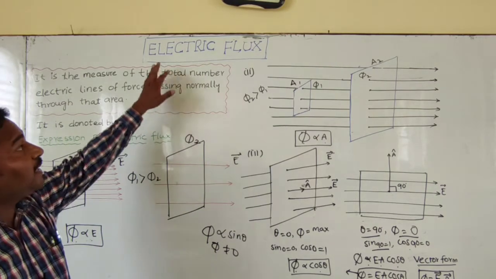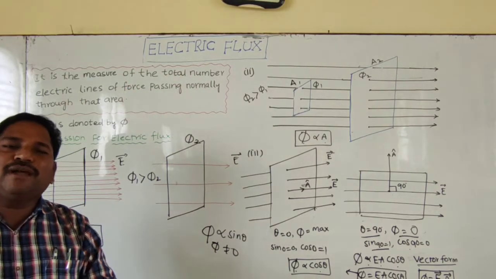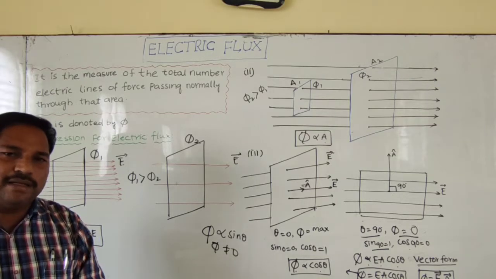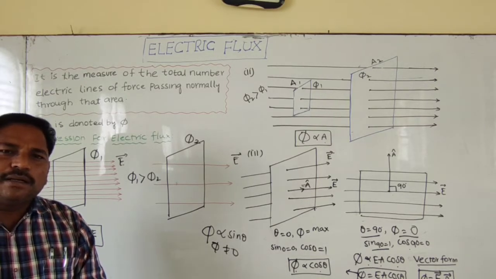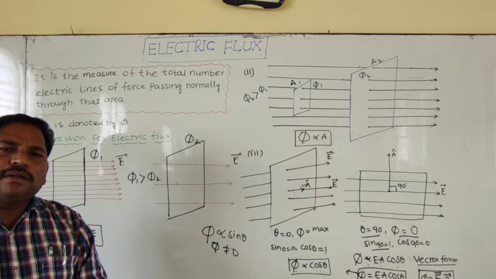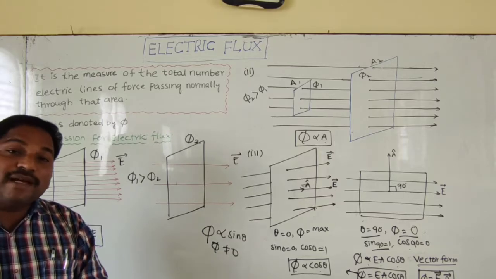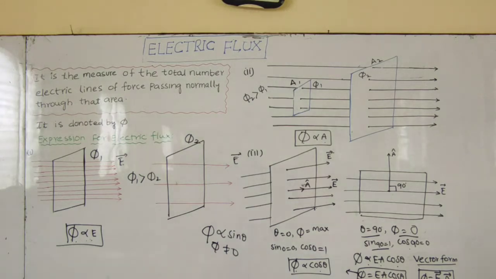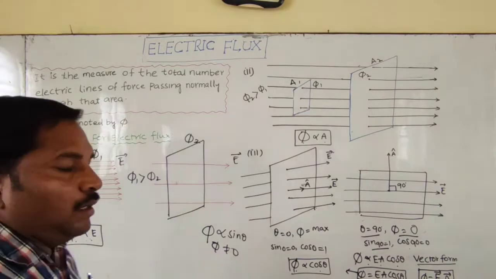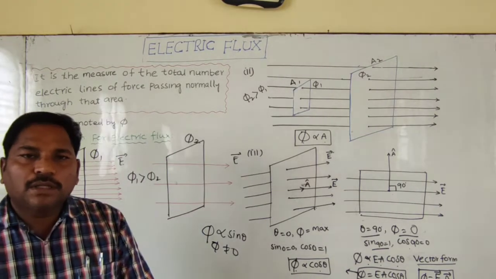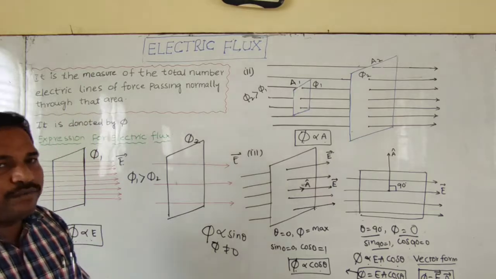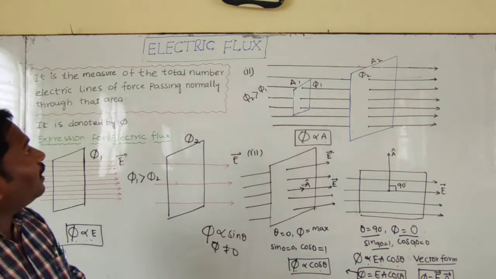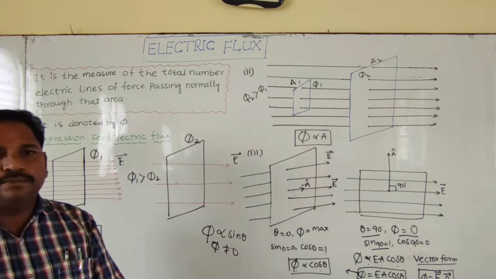So flux is the property of a vector field. Now what about electric flux? Electric flux is the property of the electric field. Now what is magnetic flux? It is a property of the magnetic field. So now we are going to define electric flux.